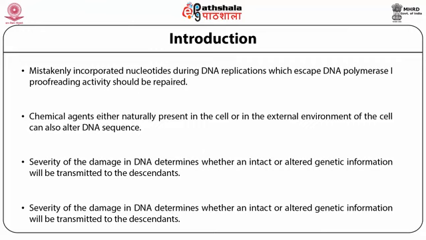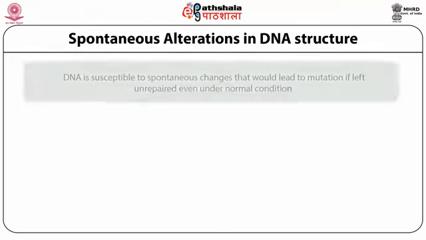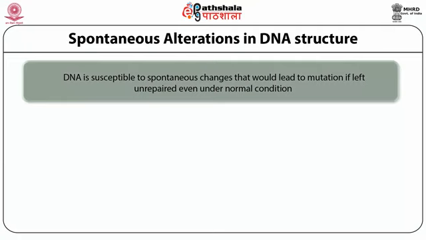Damage to the DNA of a somatic cell, in contrast, rarely has an effect beyond that cell unless the mutation contributes to a malignant transformation. DNA is a complex organic molecule and highly stable material which is required for the storage of genetic information. DNA is susceptible to spontaneous changes that would lead to mutation if left unrepaired, even under normal conditions.